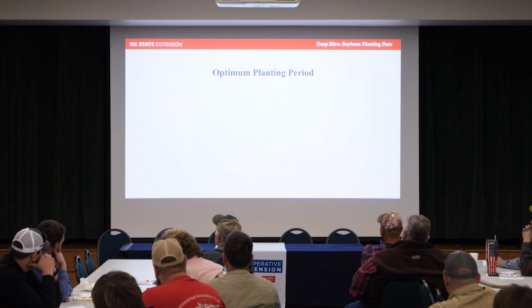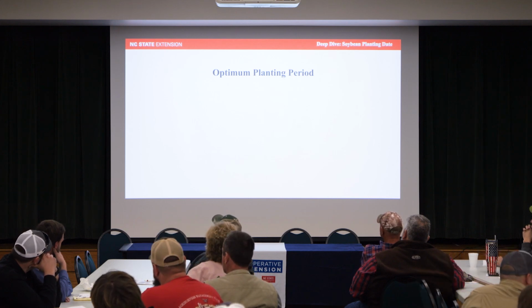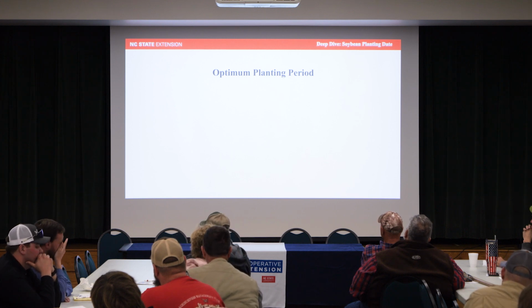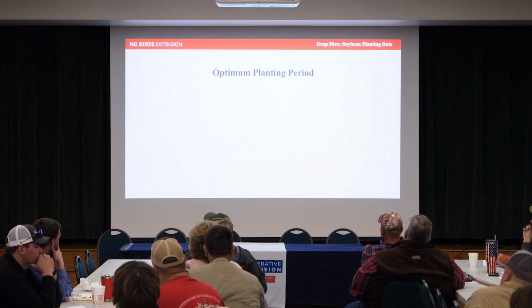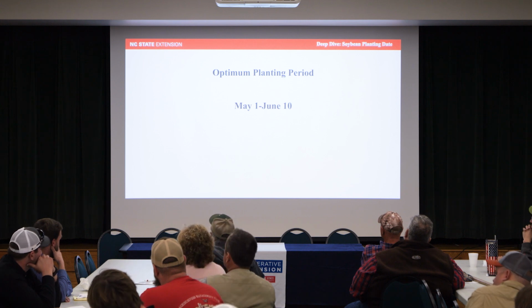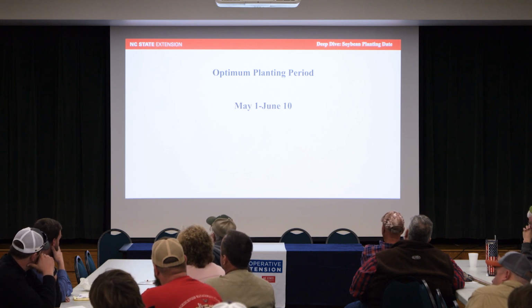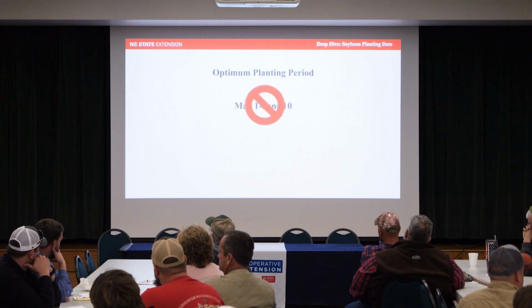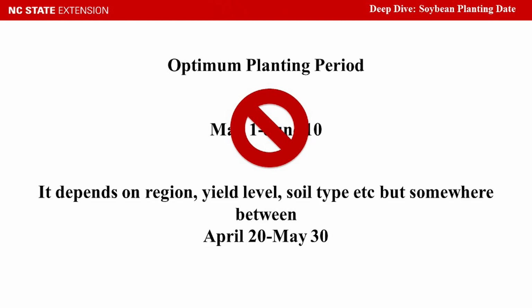So we talked about some risks to early planting. We talked about some risks to late planting. If you had to define the optimum planting period in North Carolina, Dr. Dunphy previously had it defined as May 1 to June 10, which was probably very appropriate for when he was here. But now we've got newer genetics.